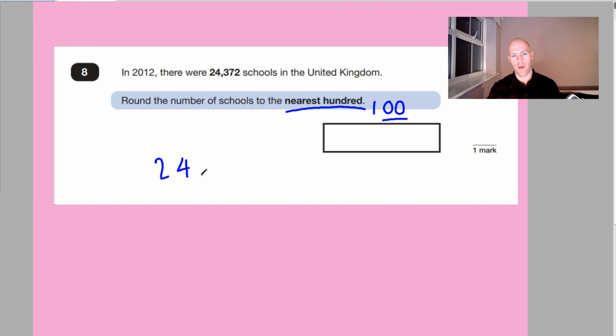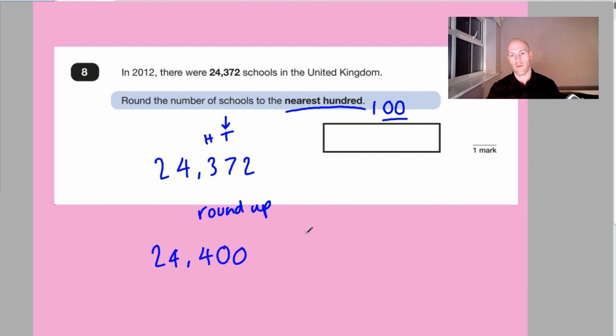So 24,372. If I'm rounding to the nearest 100, I actually need to look at the tens column to work out whether I'm rounding up or down. The tens is a 7, so I need to round up. And then I've got to think of the 100 number that's up from 372. 24,400.